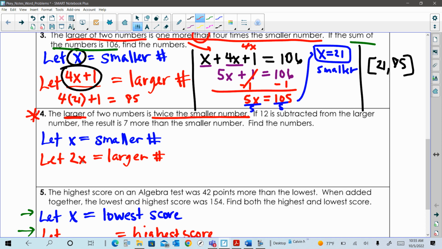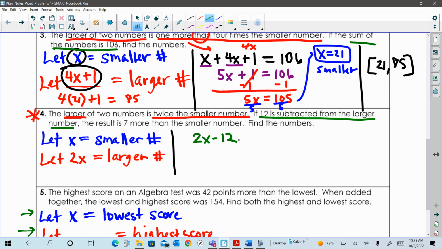All right, then it states here, if 12 is subtracted from the larger number, how do I show that? 12 subtracted from the larger number. So what would I write? Yep, there we go. We just write 2x minus 12. Okay?